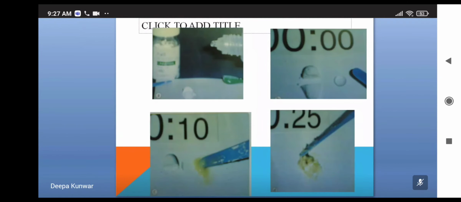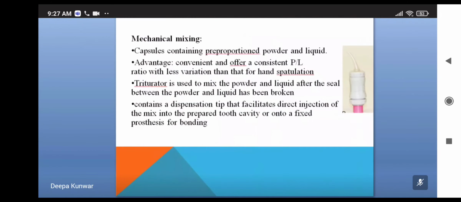Mechanical mixing. The capsule contains pre-proportioned powder and liquid. When we use mechanical mixing, with the help of vibration motion, it will mix the powder and the liquid.